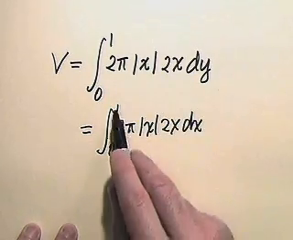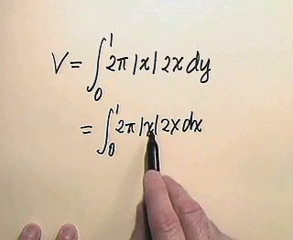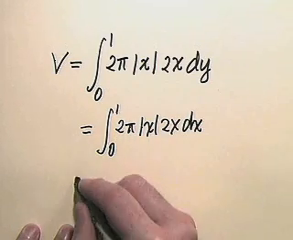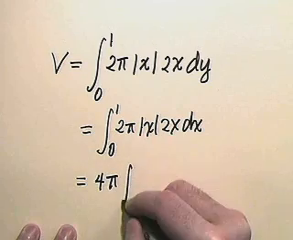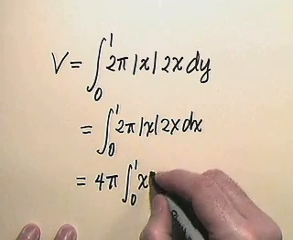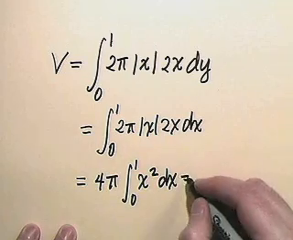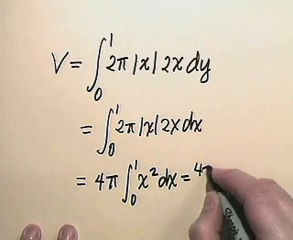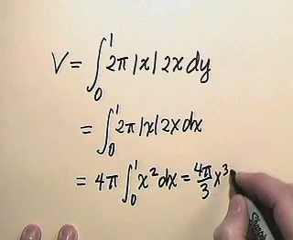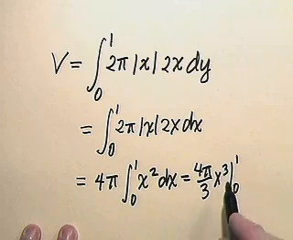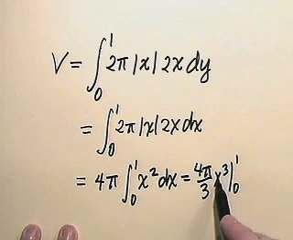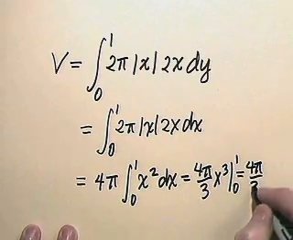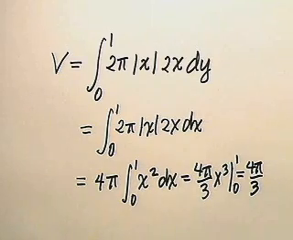Well, of course, in the range 0 to 1, absolute x is just x, so that's simply a factor of x. We've got 2 times 2 is 4 pi, integral from 0 to 1 of x squared dx. Well, the antiderivative of x squared is x cubed over 3, so we have 4 pi over 3 times x cubed evaluated from 0 to 1, and of course the evaluation of x cubed from 0 to 1 is just 1, and so 4 pi divided by 3 is the final answer for this volume.